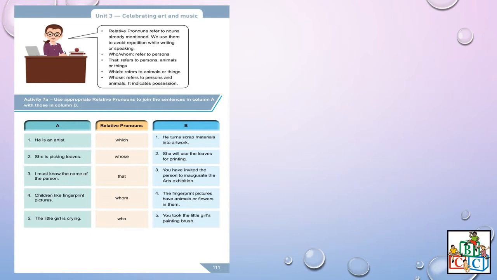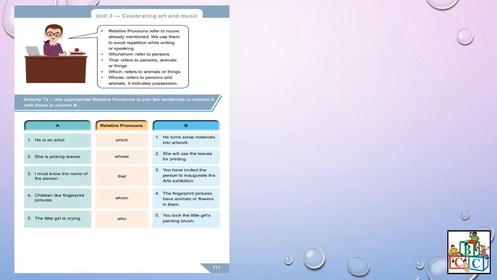Who and whom refer to persons. That refers to persons, animals, or things. Which refers to animals or things. Whose refers to persons and animals. It also indicates possession. Possession means when you have something, something is for you, so it's possession. You are going to copy this in your copybook. Let us see the activity 7a.